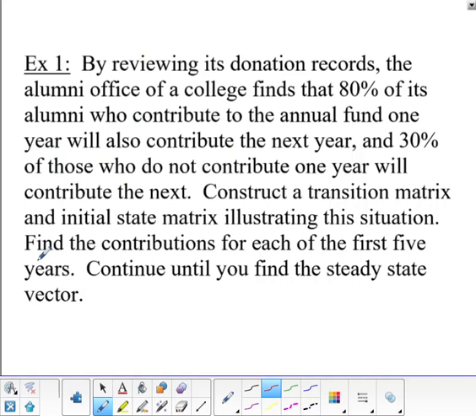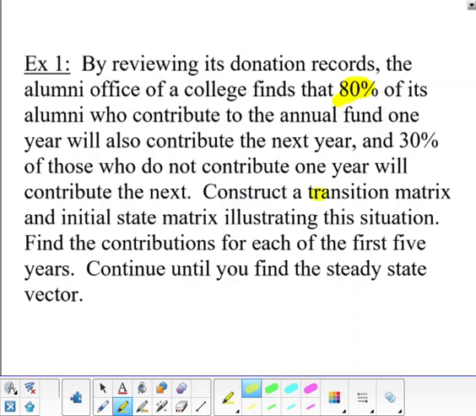So how do we build that? By reviewing, let's say that this is actually, I did a little bit of research online. And this is actually a great system right here. Actually, this college is pretty good. 80% of the current alumni who contribute one year is also going to contribute the next. And 30% of those who did not contribute the last year will contribute the next year.